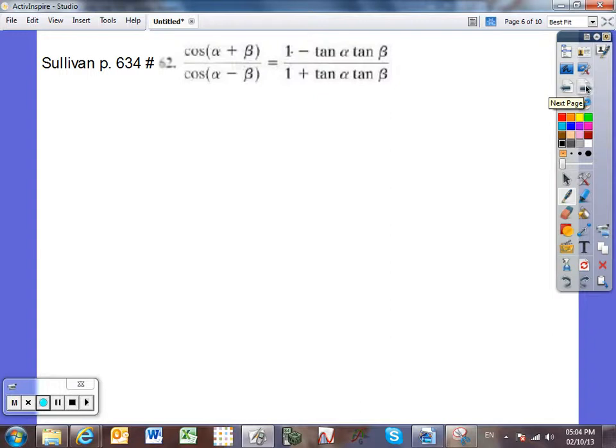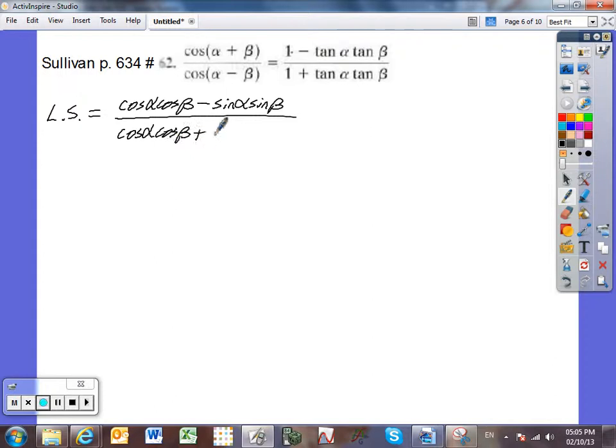Number 62. Alright, we can see on the left-hand side that we're going to be dealing with some cosine of sum and cosine of difference identities. So here we go. Cosine alpha, cosine beta, opposite sine, sine alpha, sine beta. And in the denominator, I've got cosine alpha, cosine beta plus sine alpha, sine beta.